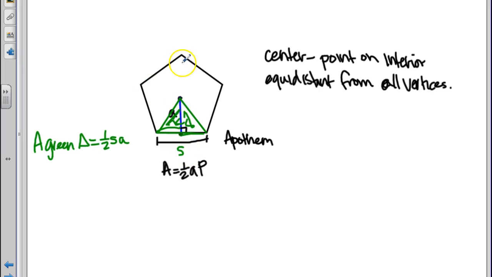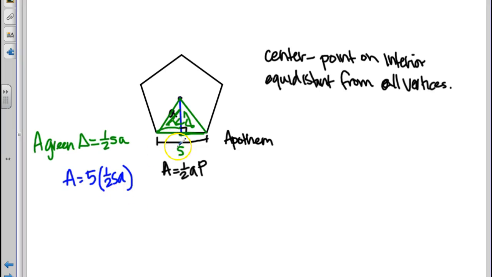Well, if I can draw congruent triangles through here by finding the apothem and then making triangles by drawing segments from the center to each vertex, then how many triangles would I have? Well, here's 1, that would be 2, 3, 4, and then 5. So the area of the entire figure would be 5 of those 1/2 SAs, right? It would be 5 of those green triangles, 5 of them.